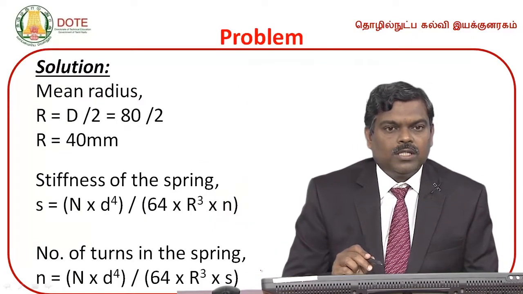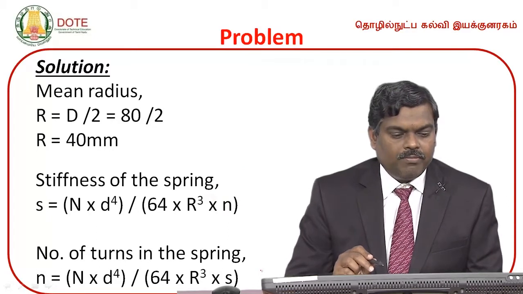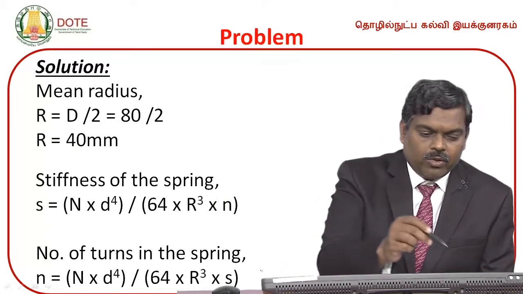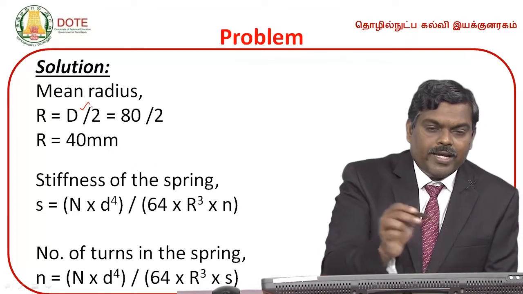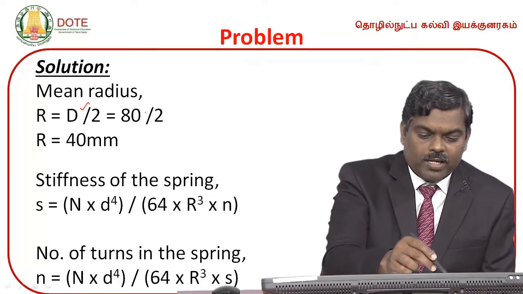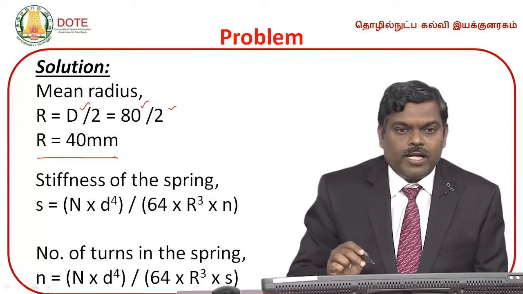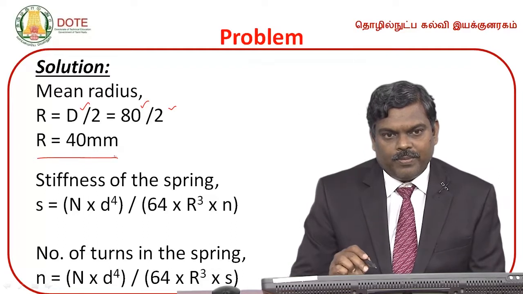Now we are going to solve the problem. First we go to find the r. What is r? Mean radius r is equal to diameter of the coil divided by 2. Diameter of the coil எவ்வளோ நமக்கு? 80. 80 divided by 2. This is equal to 40 mm. ஓகேங்களா?